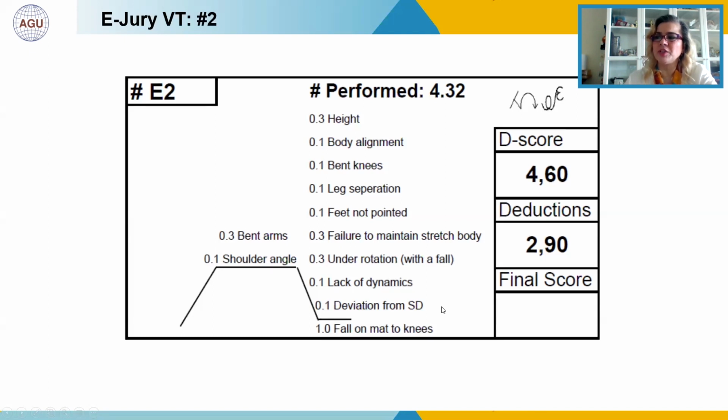0.1 for deviation from the straight direction, and in the landing we got fall on mat to knees. So the total deduction is 2.9 as E deduction.